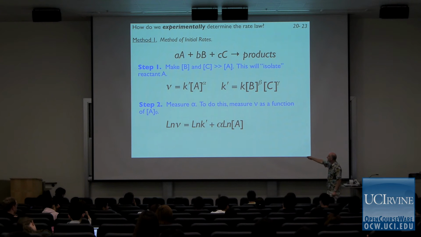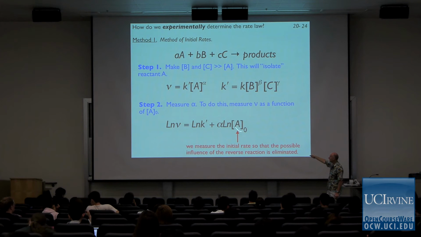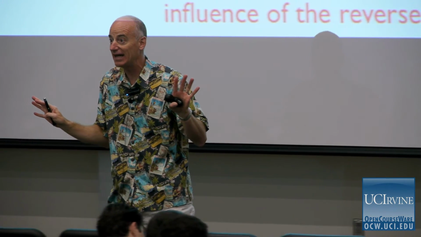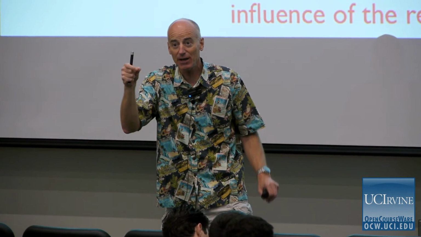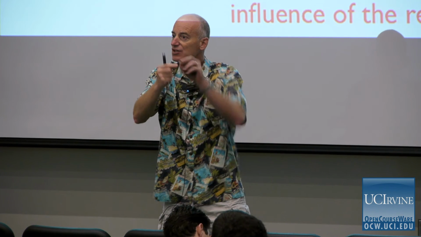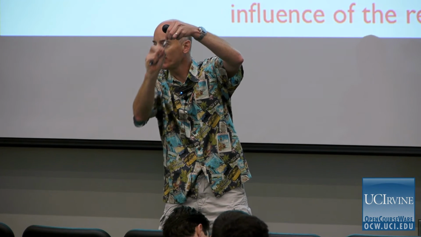And in fact, you see how this is A and this is A0? The reason I'm going to use the initial concentration of A is so that in case there's a reverse reaction that occurs, I will not be influenced by that. Because at the beginning of the experiment, there's no product to cause a reverse reaction, right? And so if there's no product, I'm only going to measure the rate of the forward reaction.